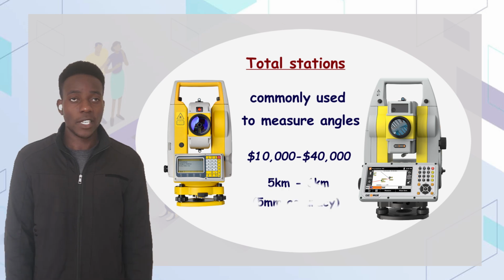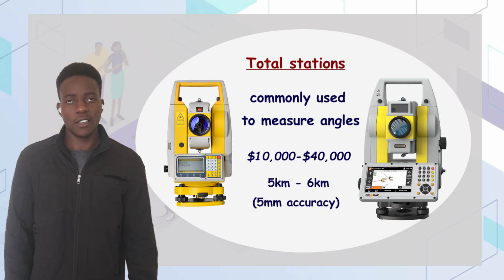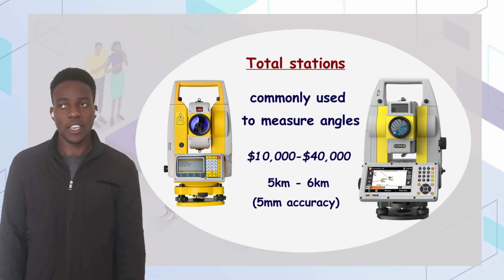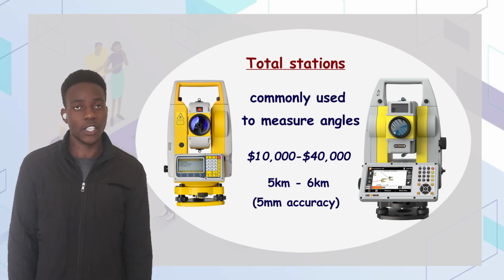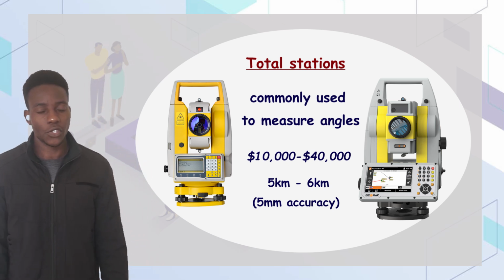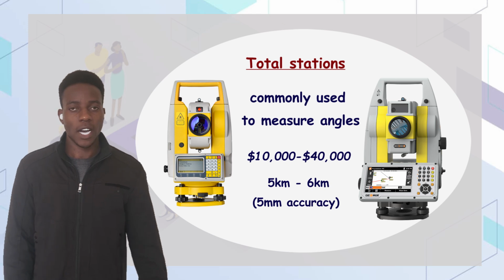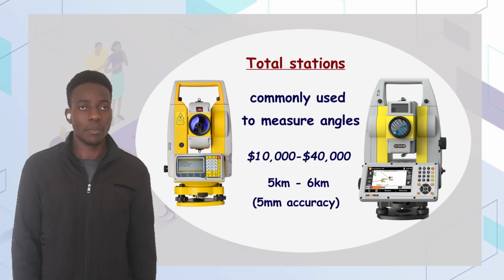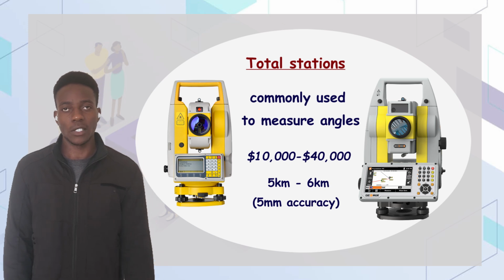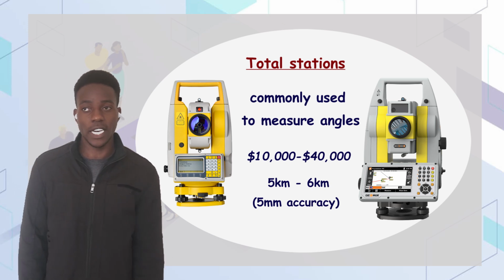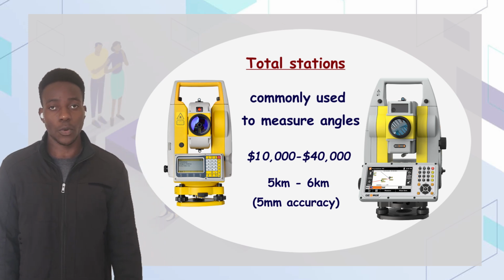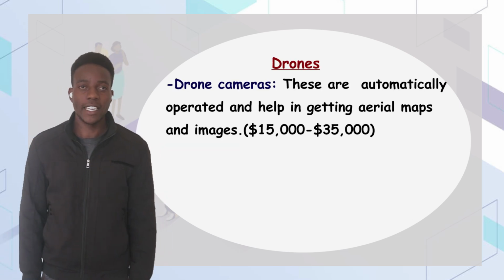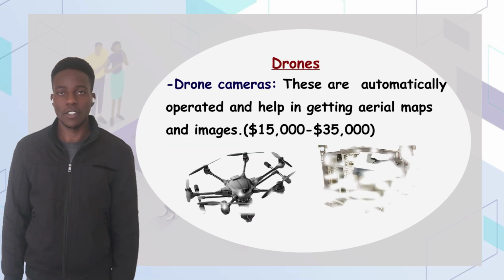The range and capacity: they normally operate within a distance of 5 to 6 kilometers within a 5mm level of accuracy. The scope of operation: we look at them as used when measuring distances and angles in boundary surveys, road construction and road alignment, and also topographic surveys.